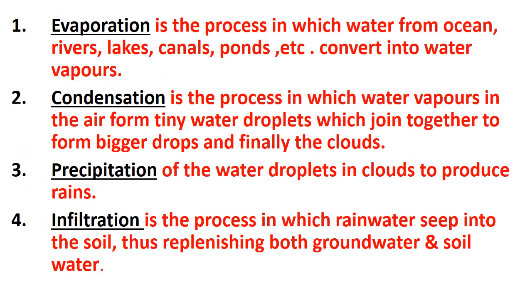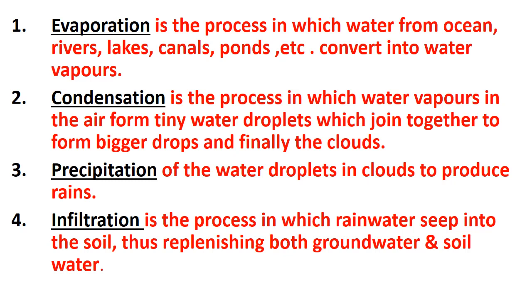First of all, what is evaporation? It is the process in which the water from the oceans, rivers, lakes, canals, ponds, etc. converts into water vapors. That is evaporation. Second is condensation. Condensation is the process in which water vapors in the air form tiny water droplets which join together to form bigger drops and finally the clouds. So this is the process of condensation.